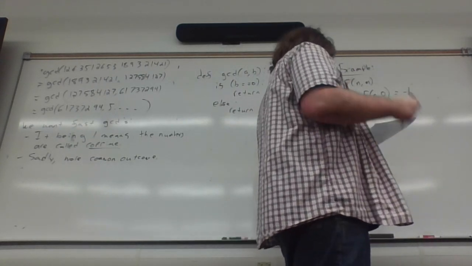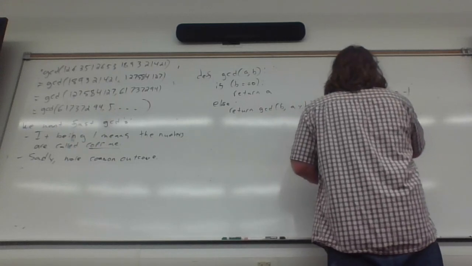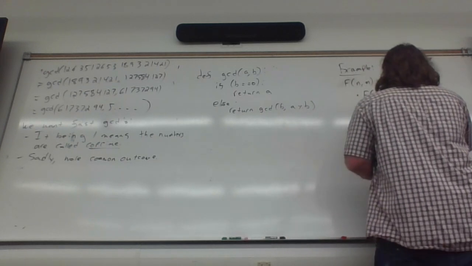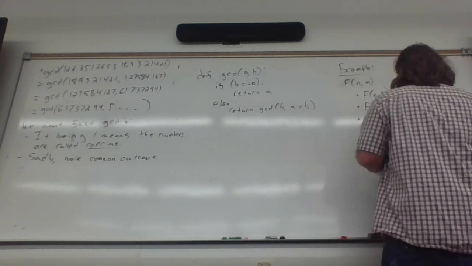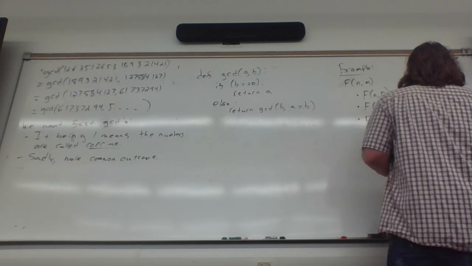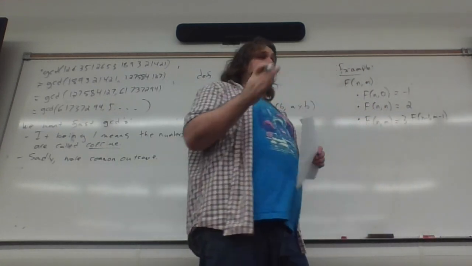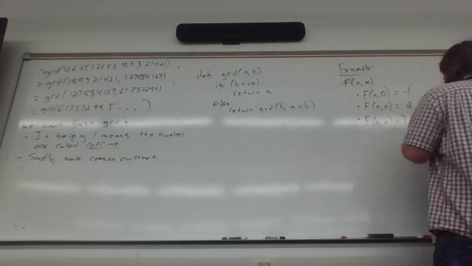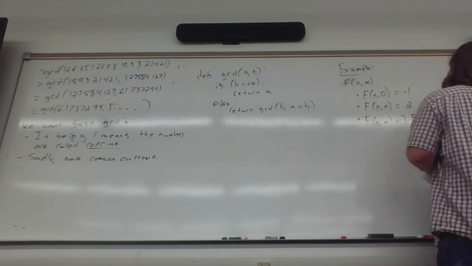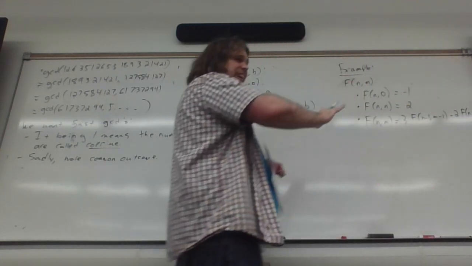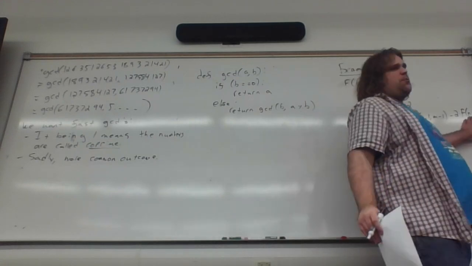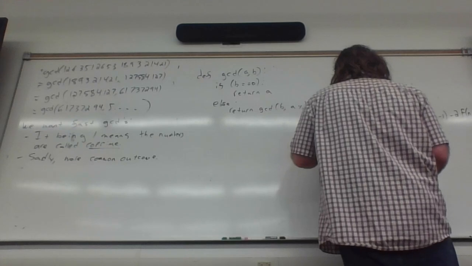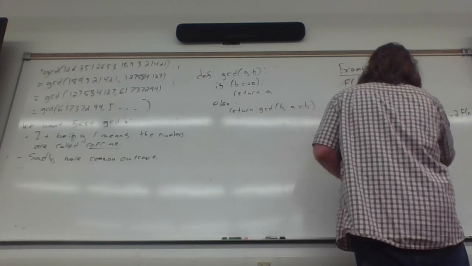Okay, now what do we do to shrink the problem? F of n comma m is 3 times f of n minus 1, m minus 1. So we're shrinking both of the numbers by 1. Minus 2 times f of n minus 1 and m. So we call the function again, but only shrink the first number by 1. So let's find f of 3 comma 2.